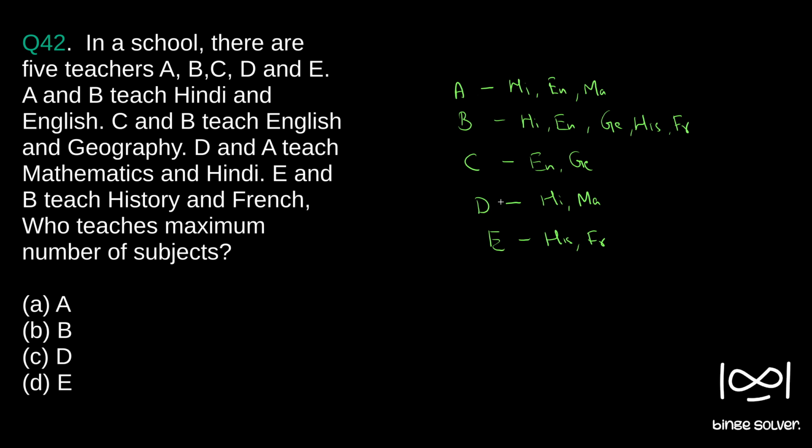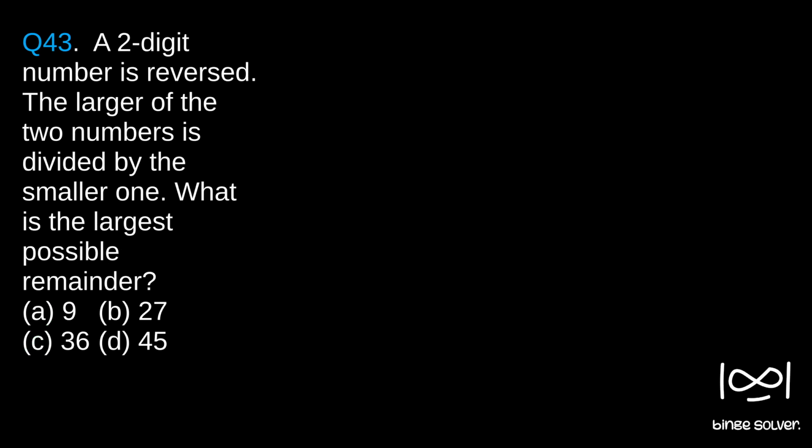Who teaches the maximum number of subjects? So B teaches the maximum number of subjects. So solution to question 42 is B. It is a very simple question. So yeah, solution to question 42 is B. Next question, question 43. A 2-digit number is reversed. The larger of the two numbers is divided by the smaller one. What is the largest possible remainder?